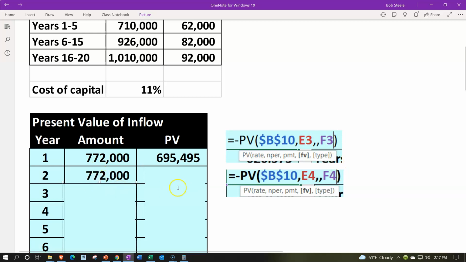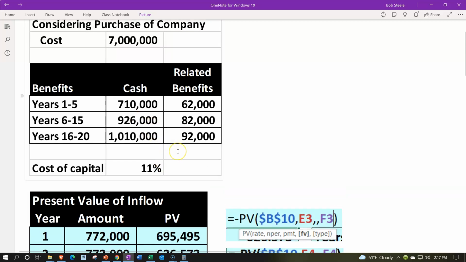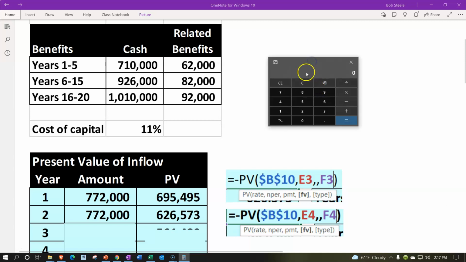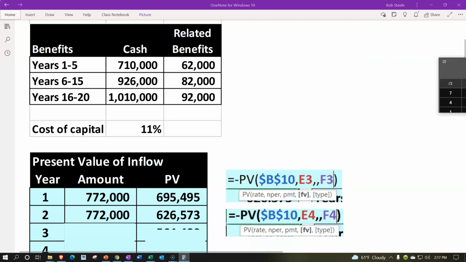Going to cell 2, we have the same 772 because we have this amount for the 5 years. By the way, the 772 represents the adding of the 710 of the cash flows and the other benefits that we're going to get, the synergistic benefits. So we get a total cash benefit, we're assuming, of the 772,000. That's going to be our estimate. So we have the same number there.